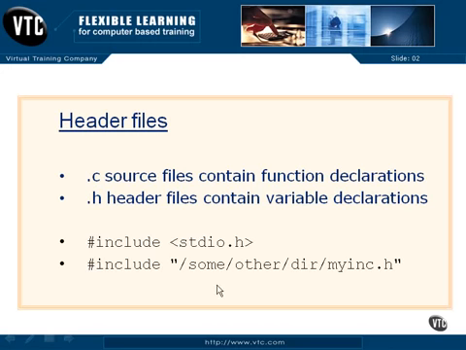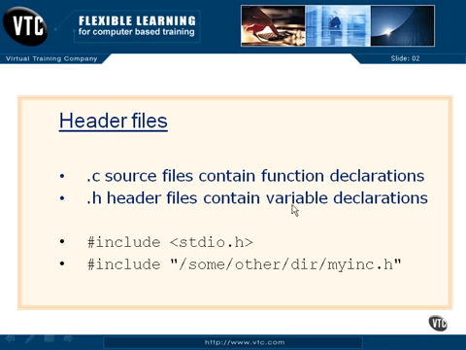Now this one down here, this pound include uses the double quotes. The double quotes tell the C compiler, don't look in your normal location. We are going to some other directory and we're picking up the included header files for this particular program. So that double quotes is more specific about the location of the header file that's coming in.